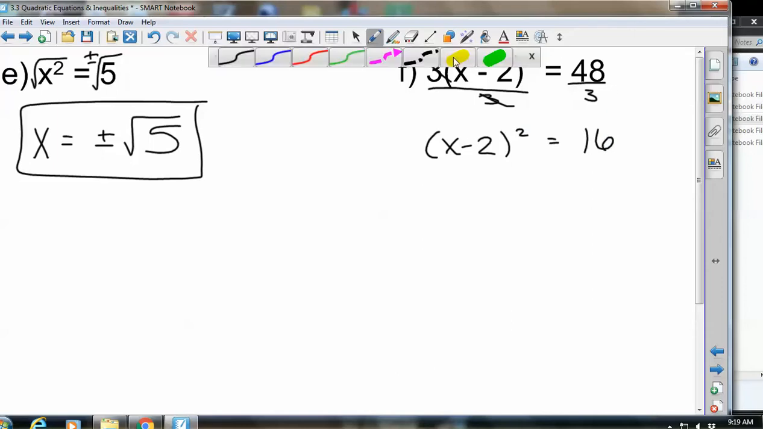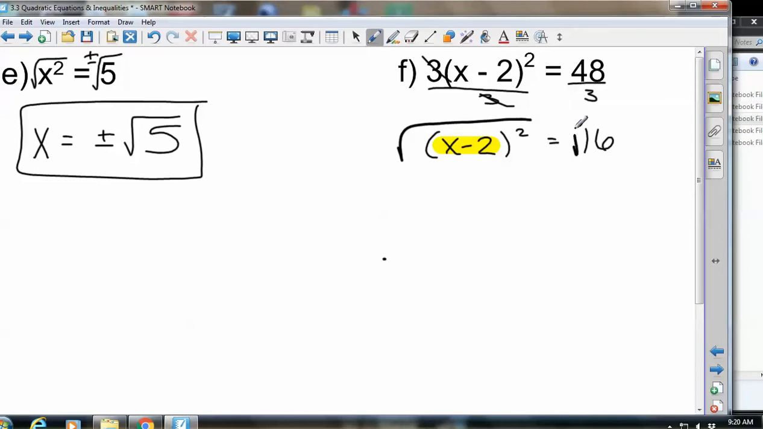So you could multiply this all out, or you could realize, okay, the only place I have x's in this problem is right here. So if I want to get those x's by themselves, what would I do? Square root. If you add a square root, you need plus and minus. So I get x minus 2 equals plus and minus. The square root of 16 is 4.